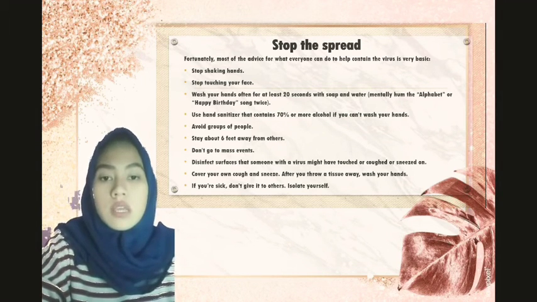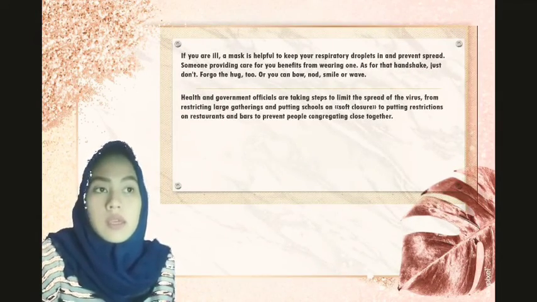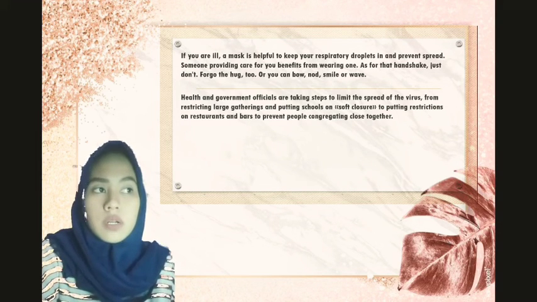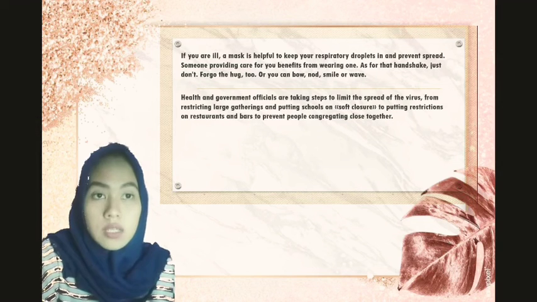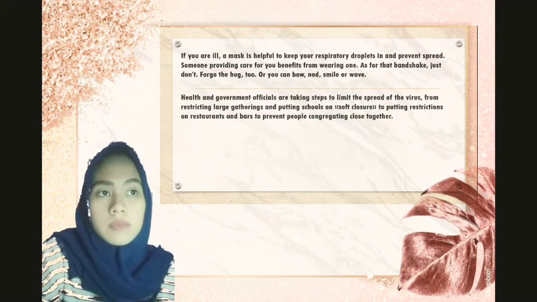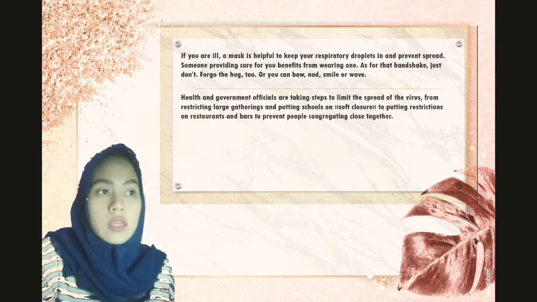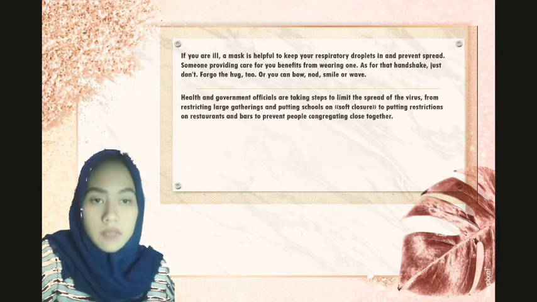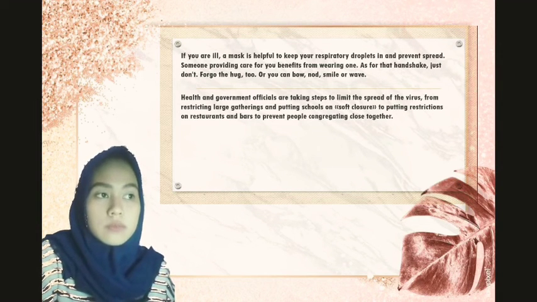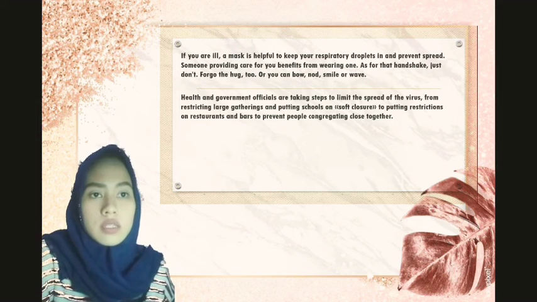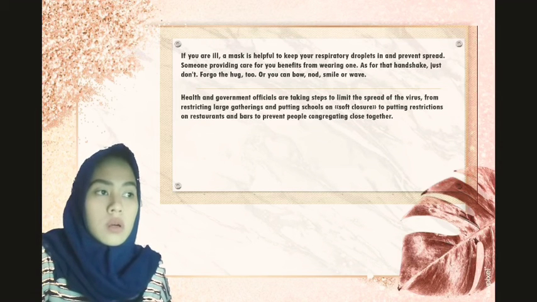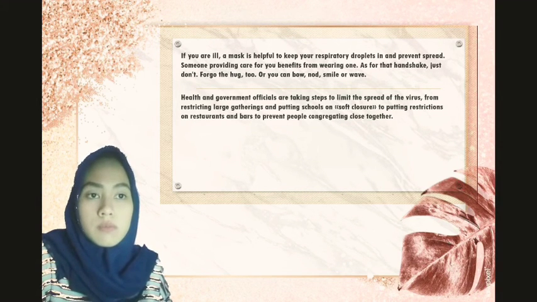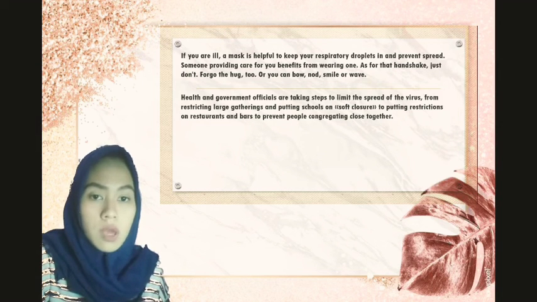Isolate yourself. If you are ill, a mask is very helpful to keep your respiratory droplets in and prevent the spread. Someone providing care for you can also benefit from wearing one. As for that handshake, forgo the hug too, or you can bow, nod, smile, or wave.